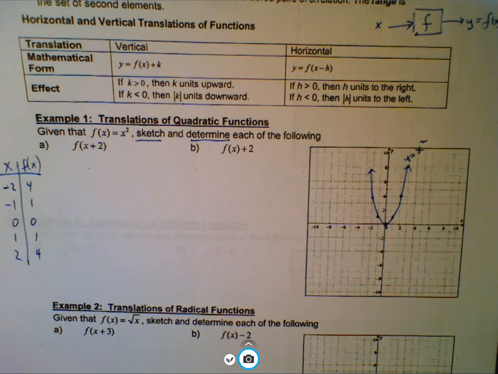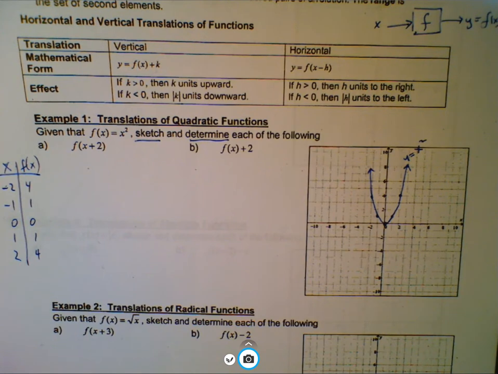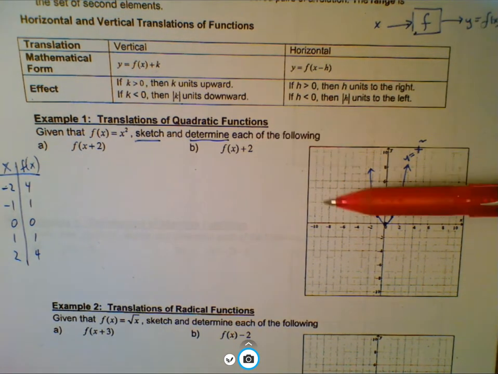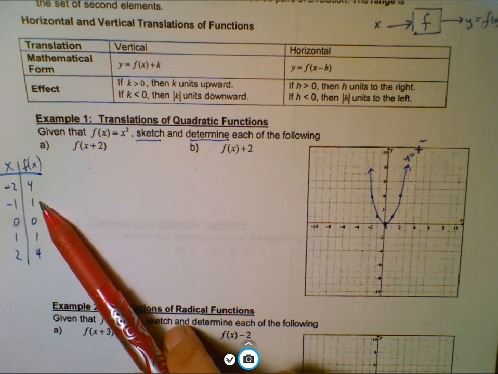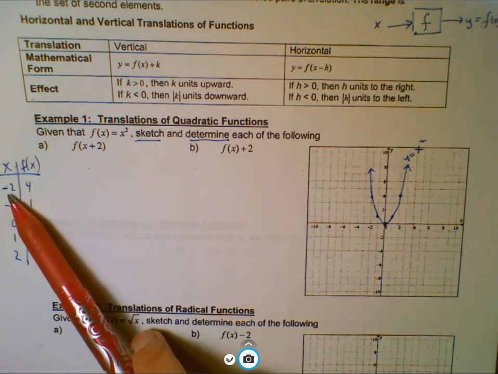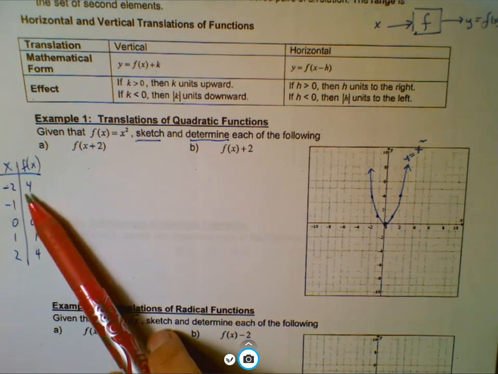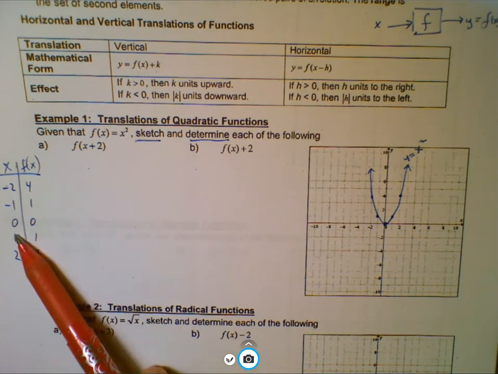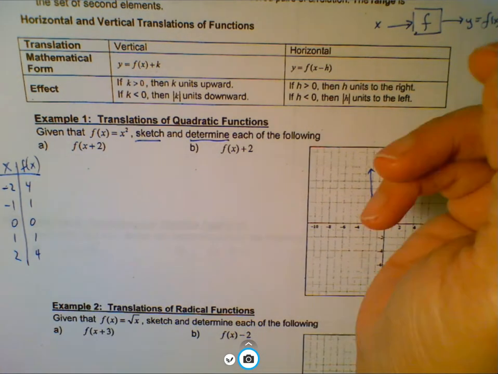Now I'm going to change pen color and work on f of x plus 2, this one here. What has happened when we add a plus 2 to the end of the f of x is that we're going to end up adding 2 to each number in this column. So instead of having the point -2, 4, I'll have the point -2, 6, and -1, 3, and 0, 2. We're adding 2 to the end.